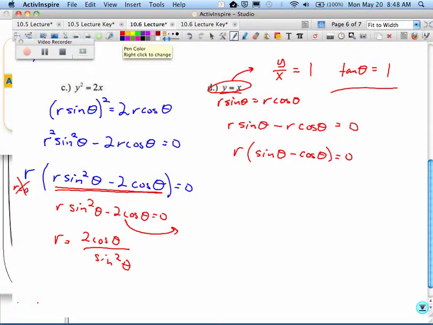Is this one undefined? You just not put anything like that. You just put cosine always.